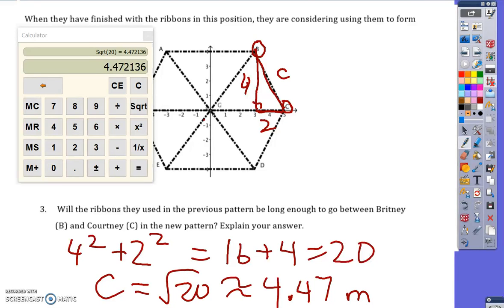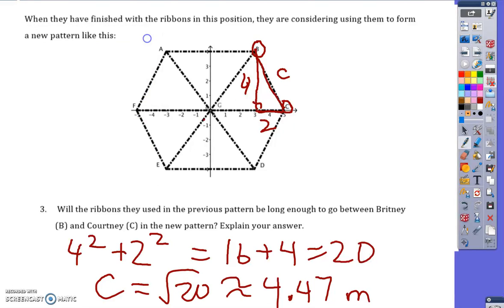So was it long enough is the question. We found out how long it has to be, but the question is still not answered. The question is, will the ribbons used in number 1 be long enough in number 3? So I'm going to leave you to explain that answer, because we've got a number, but it's not the answer to the question. The answer to the question is yes, they'll be long enough because blah, blah, blah, or no, they're not long enough because blah, blah, blah. So make sure you answer and fill in the blah, blah, blahs, because blah, blah, blah doesn't mean anything.